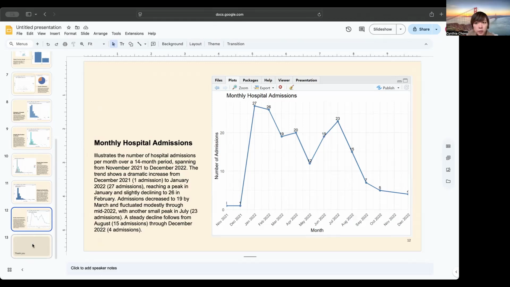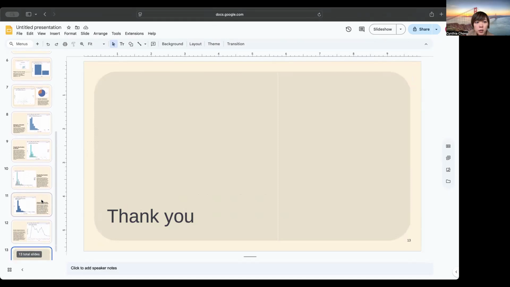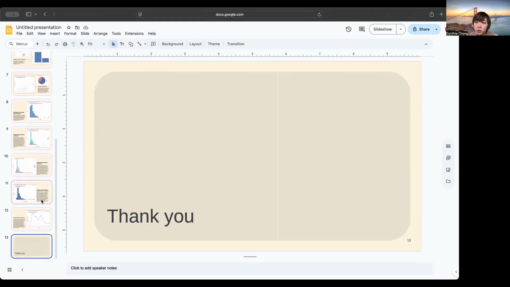So here are all the graphs that I have been working on in R with the patient data. And in conclusion, there are a lot more male patients than female patients, and the charts summarize all the patient data, and it has been a fun experience using the program.